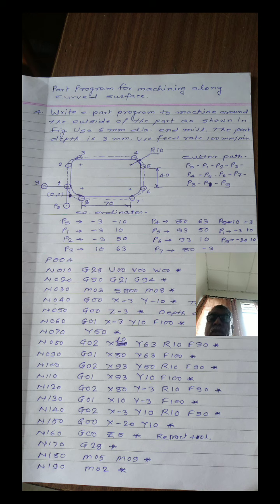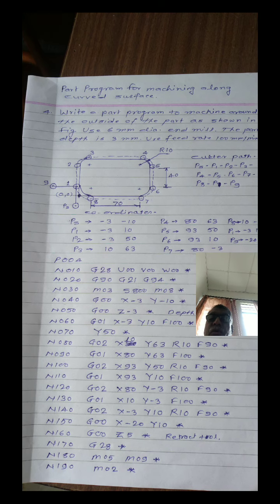The first point: when the cutter moves from point PS to point 1, it is moving in a straight line. Here you have to use the code G01 and mention the coordinates of point 1, that is X minus 3, Y 10, and feed rate 100, end of the block. Here you have to control the feed rate of the cutter. That is block number N060, G01, X minus 3, Y 10, F100, and end of the block. Okay, means your tool moves from point PS to P1.